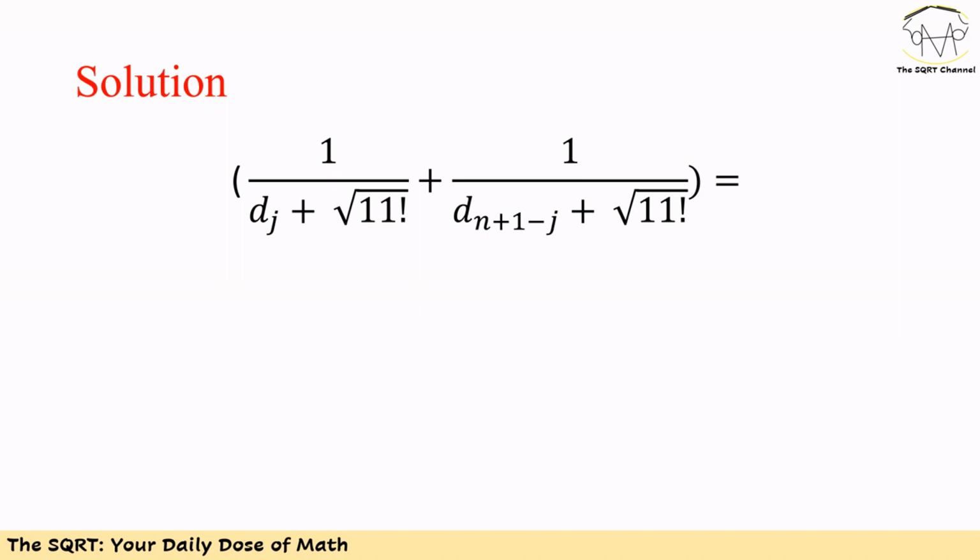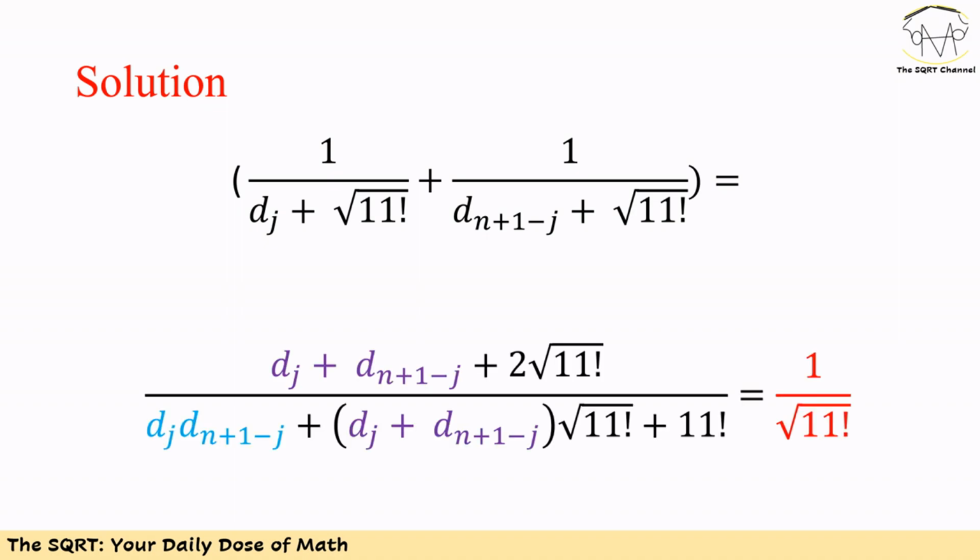To be able to simplify the equation, we need to focus on one term for now. This term has two parts. The first part is 1 over (dj plus SQRT of 11 factorial), and the second part is 1 over (d(n plus 1 minus j) plus SQRT of 11 factorial). We need to add these two parts together.